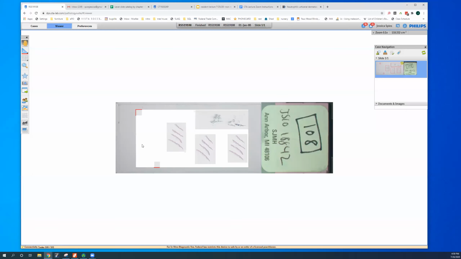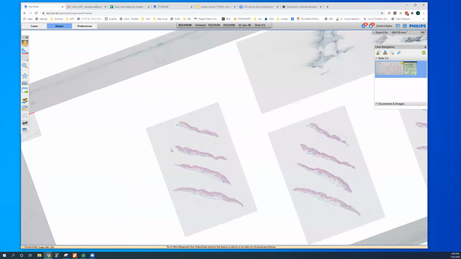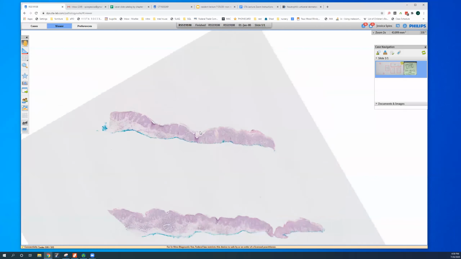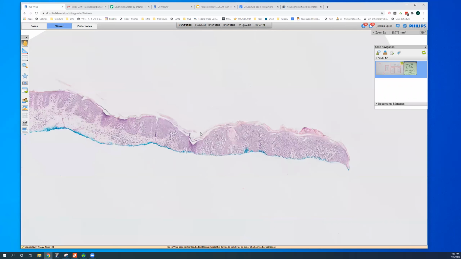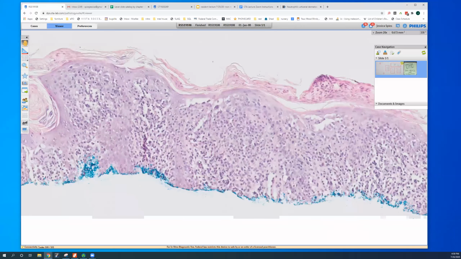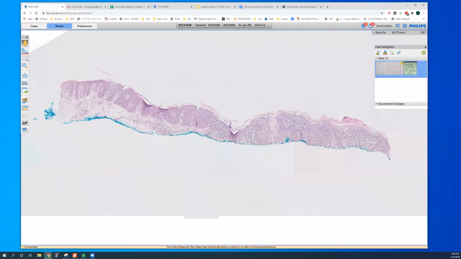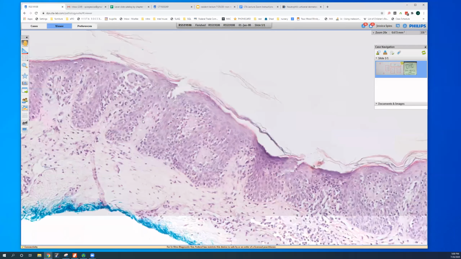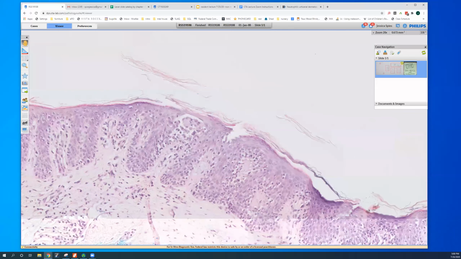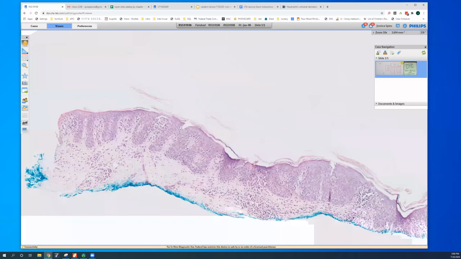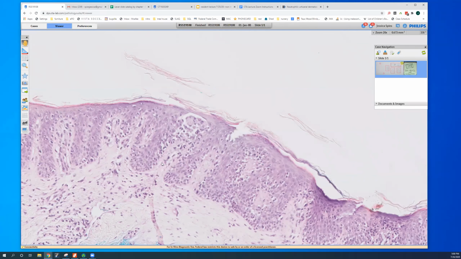All right. Oh gosh. Okay. This slide is a little bit pale. This is kind of tough. I wish the stain was a little bit newer, but anyway, we can still appreciate all the features in here.